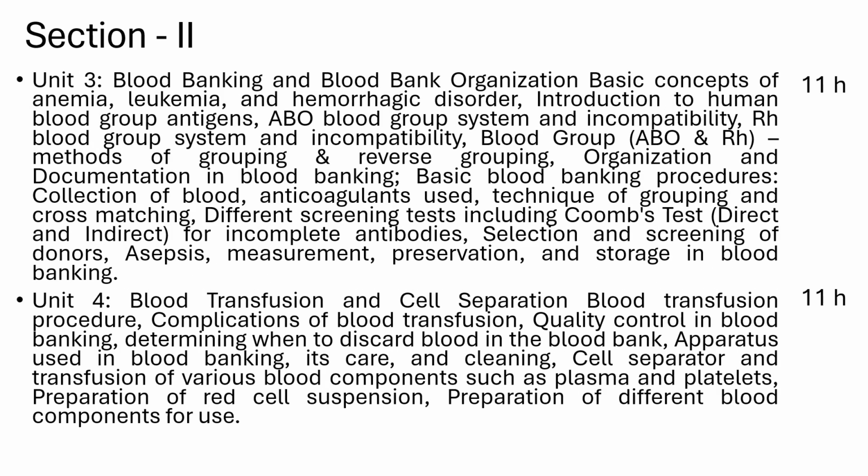In section 2, we will focus on blood banking and blood transfusion. Both units will consist of 11 hours of study. Unit 3 will consist of blood banking and blood bank organization. We'll discuss the basics of anemia, leukemia, and hemorrhagic disorders, introduction to blood group antigens, details of the ABO and RH blood group systems and their incompatibility.